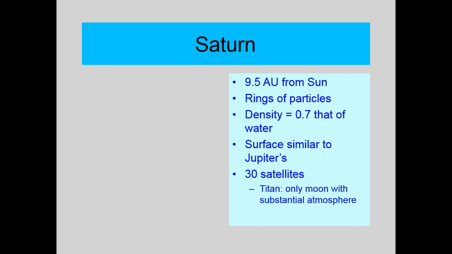Okay? The surface is very similar to Jupiter's, that gaseous outer shell, and then everything is very similar. Now, they say Saturn has about 30 satellites. Jupiter is figured to be around 40 to 50. But Titan is the only moon with a substantial atmosphere. And remember, it's bigger than Mercury. Mercury has no atmosphere, and Mars doesn't have much of an atmosphere. Titan has a substantial atmosphere.